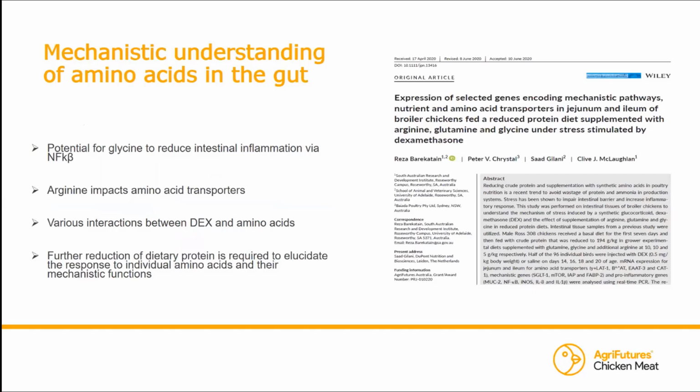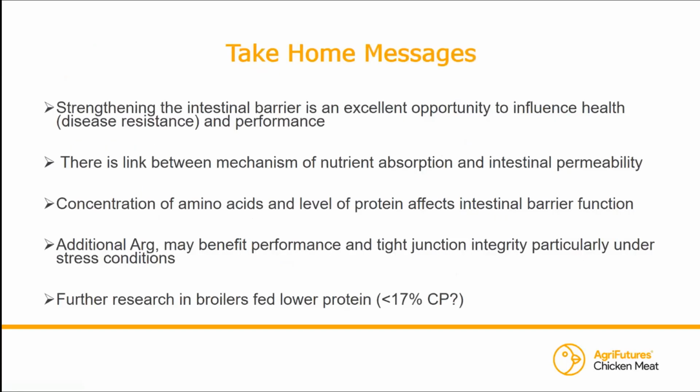And we found that particularly for glycine, there was a significant reduction in one of the main pathways that is involved in the intestinal inflammation, which is NF-kappa B. We also hypothesized that if we do these experiments again, for further studies, we need to perhaps reduce the protein below the amount of what we investigated in this project to see a more explicit response.